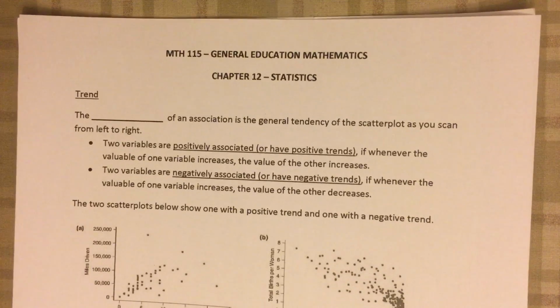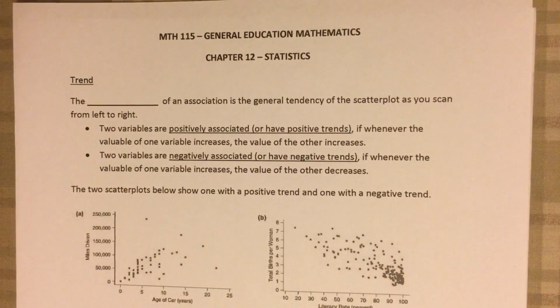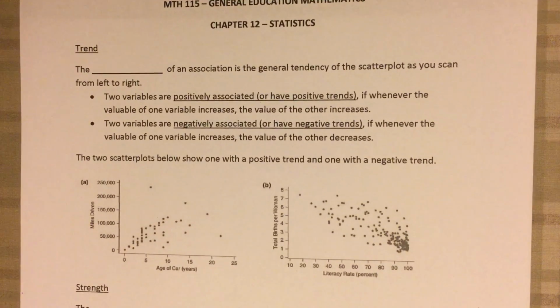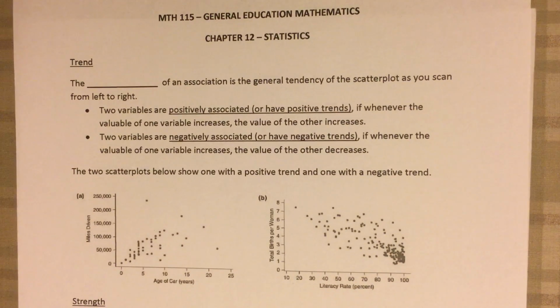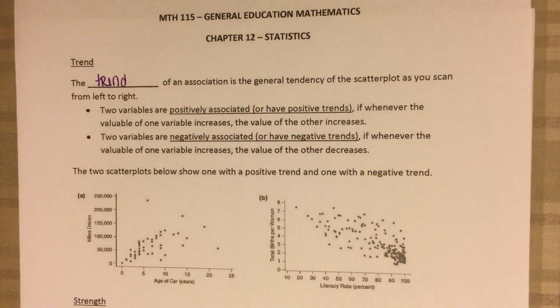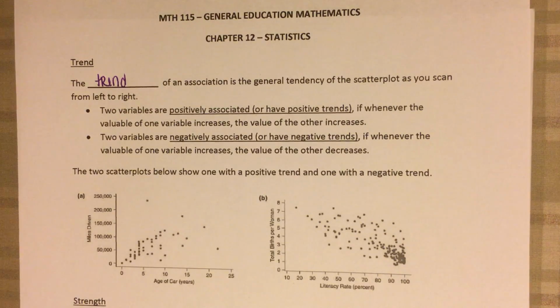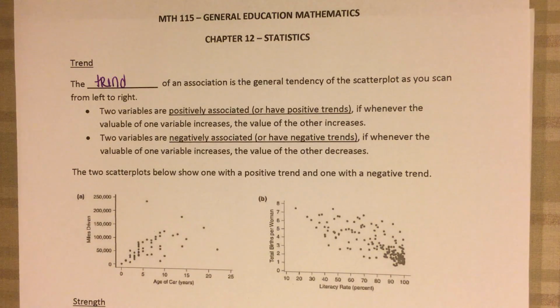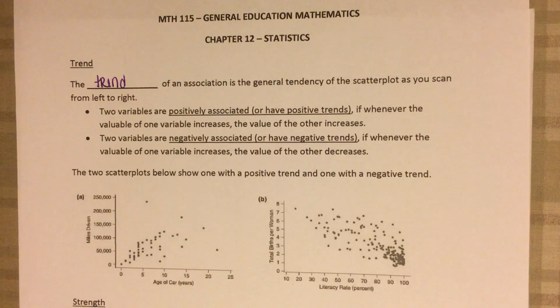Alright, so let's start with trend. The trend of an association is a general tendency of the scatter plot as you scan from left to right. Two variables are positively associated, or have positive trends, if whenever one variable increases, the value of the other increases. Two variables are negatively associated, or have negative trends, if whenever the value of one variable increases, that's a tongue twister, the value of the other decreases.